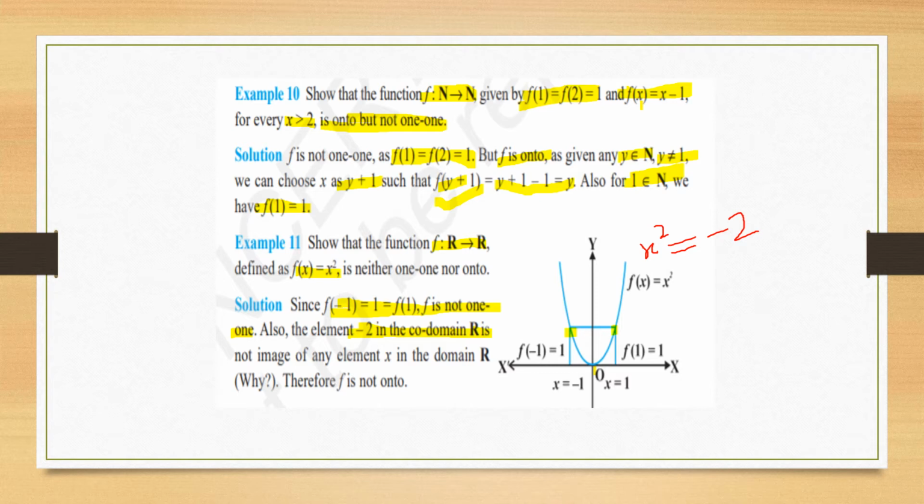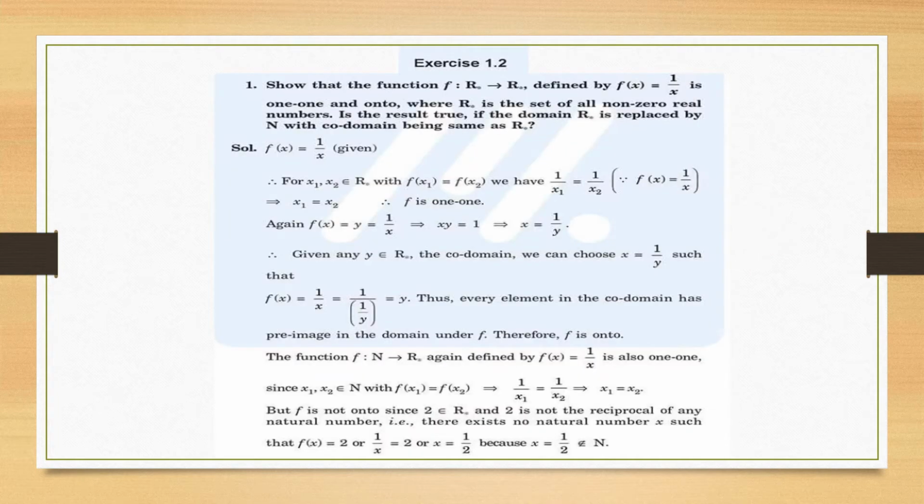Why? Because we are dealing with real numbers, and x equal to the square root of -2 is not allowed in the real number system. Okay, it is not allowed. So that means this element -2 in the codomain R is not the image of any element of x in the domain R, right? That's why it's not onto.